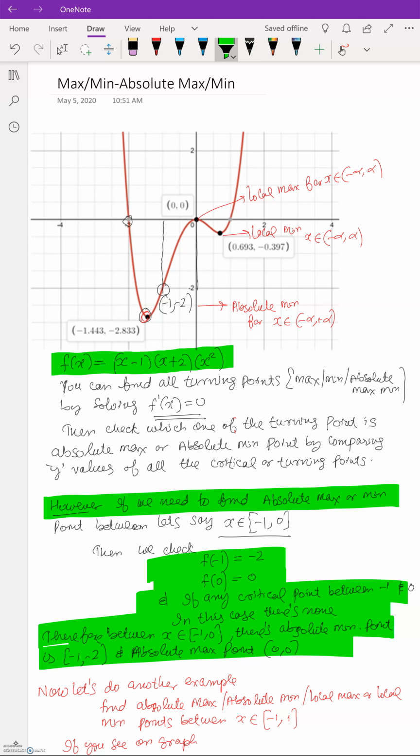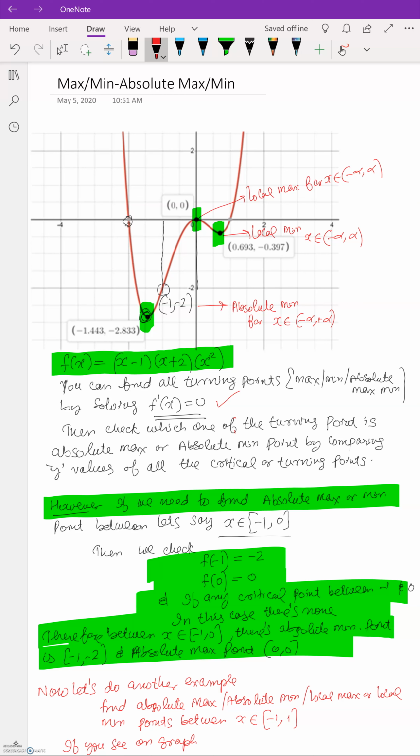I have the graph already made. If you see on the graph, there's one absolute min point, there's a local max point, there's a local min point. When there's no restriction given and the question is to find the local max, absolute max, absolute min, what you do normally is find the derivative, put the derivative equal to 0, and find all the critical numbers and then all the critical points.